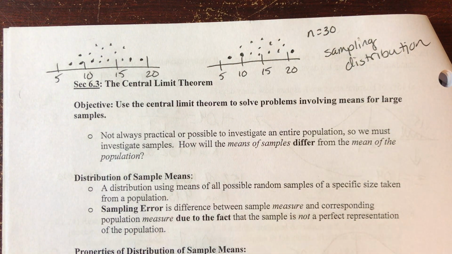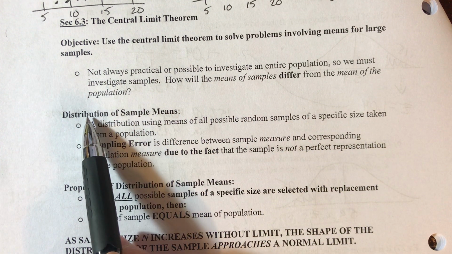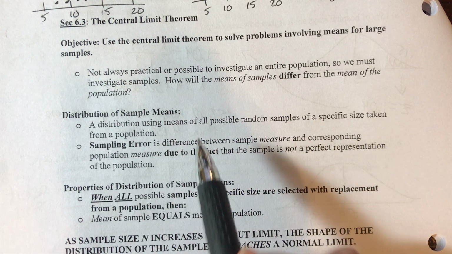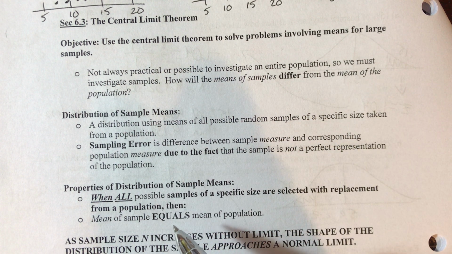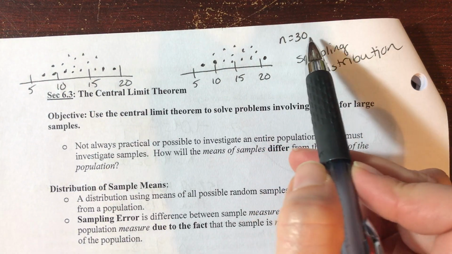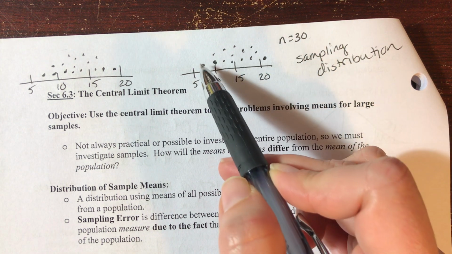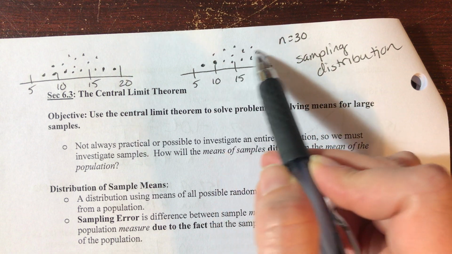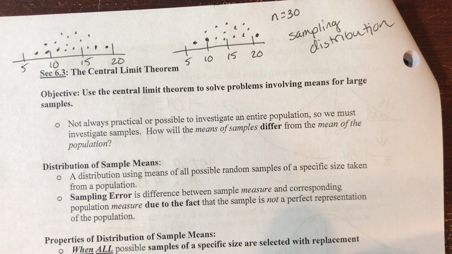So what we're going to get into, and I kind of already talked about this, is the distribution of sample means. It's using means of all possible random samples of a specific size. A key item that I didn't talk about back here is that if you have n equals 30, then all of the dots would need to be n equals 30. You're saying, well, how does this tie into the normal curve?